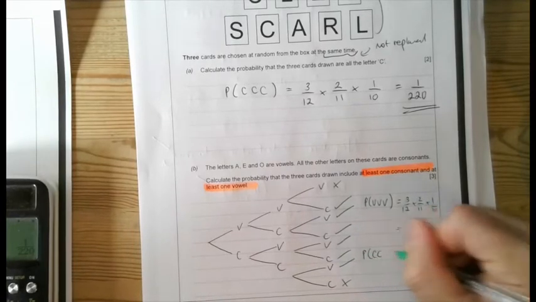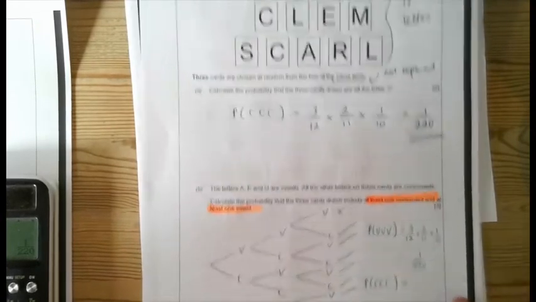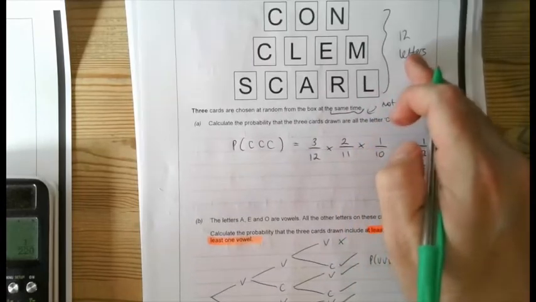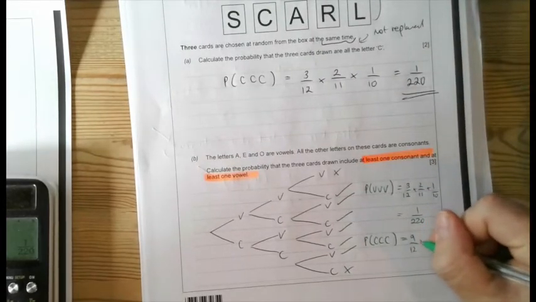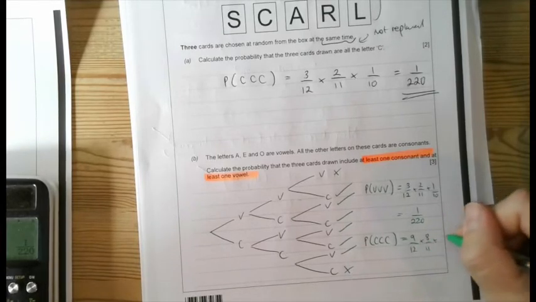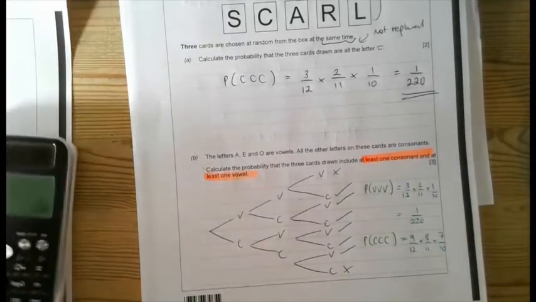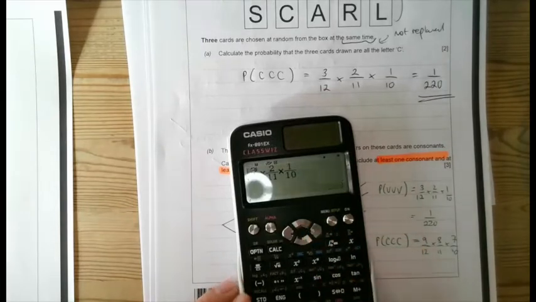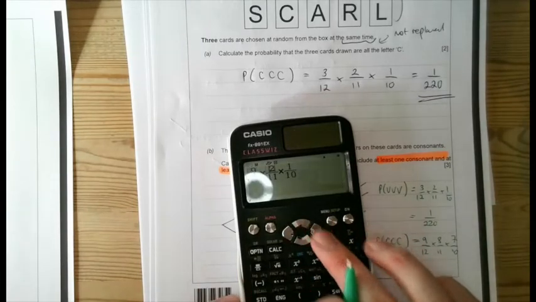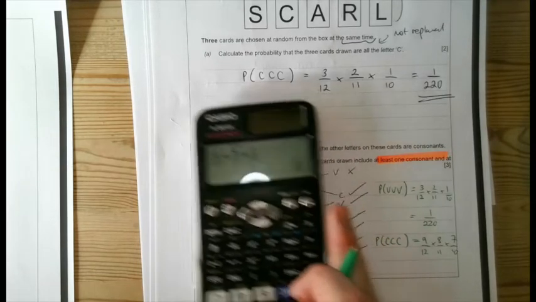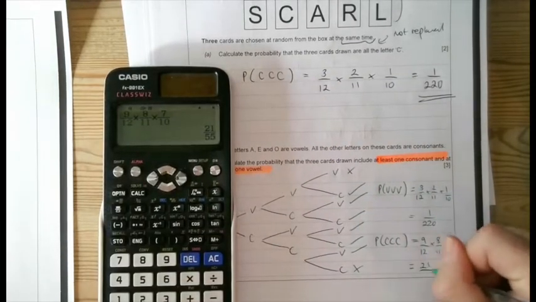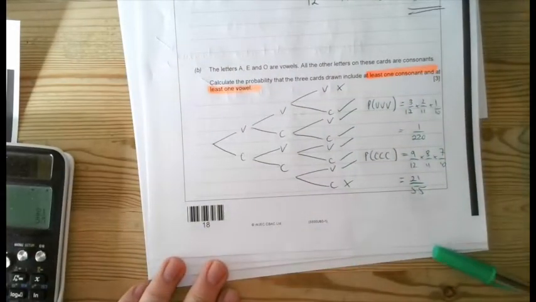We're now going to work out the probability of getting consonant, consonant, consonant. So if there are 3 vowels and there are 12 letters in total, then there must be 9 consonants. So 9 out of 12 times by 8 out of 11 times by 7 out of 10. So that's going to go into my calculator. Notice I'm just going to use the replay button to change just the numerators there. And I get it's 21 out of 55.